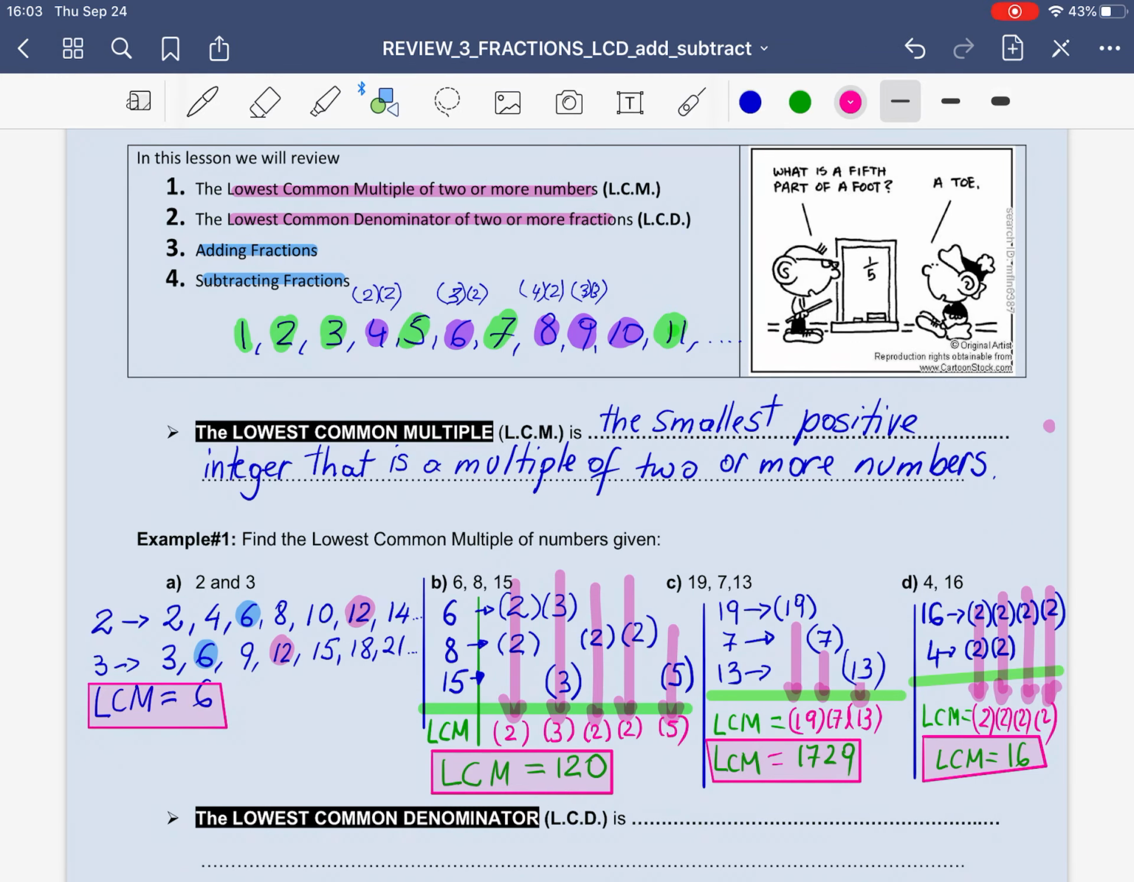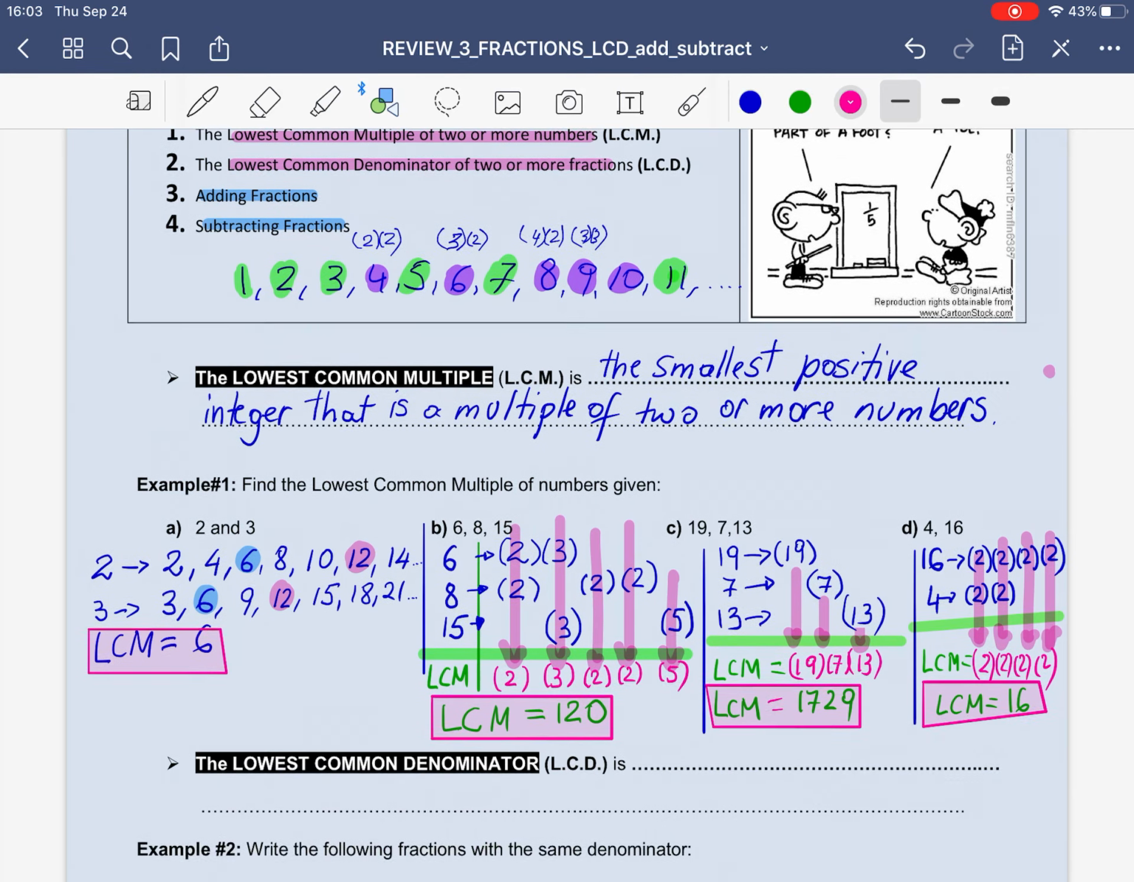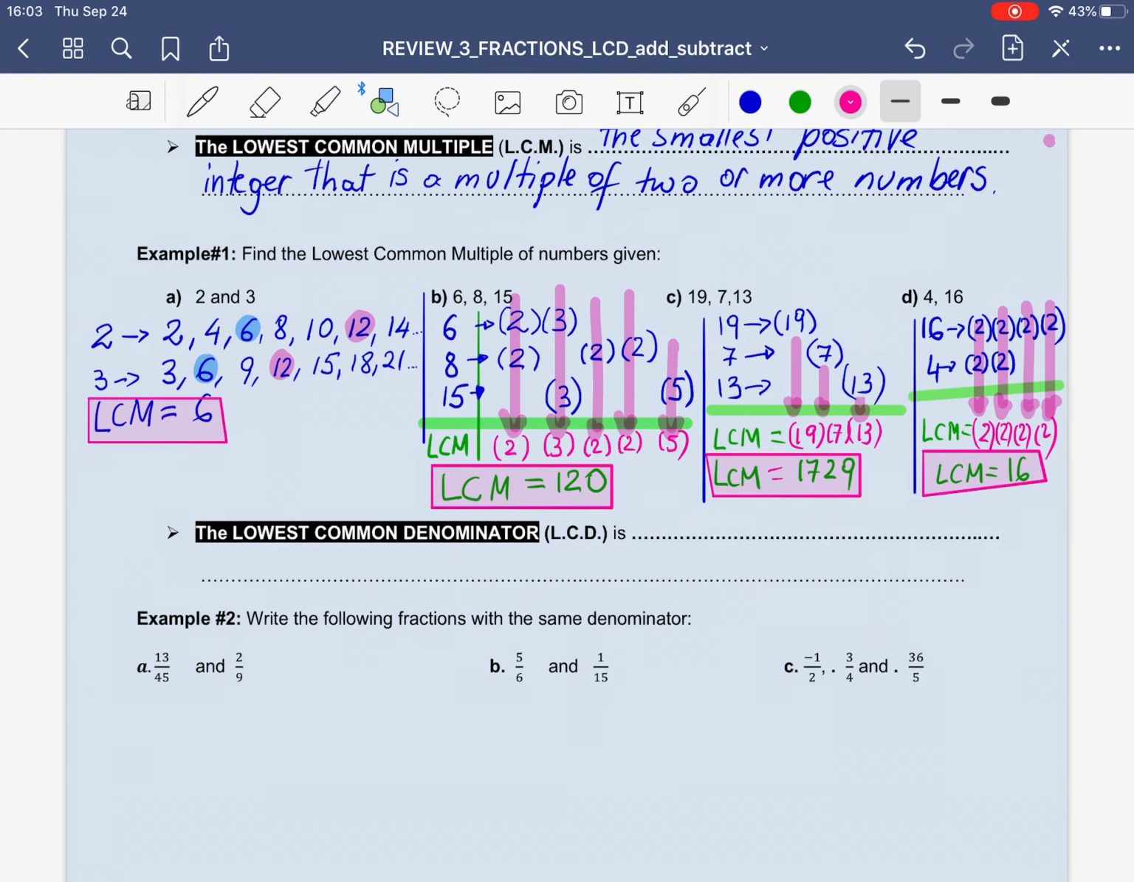Now, we're going to move on to the next topic, which is very similar to what we just learned, the lowest common denominator. The lowest common denominator, as a matter of fact, is the lowest common multiple of the denominators.